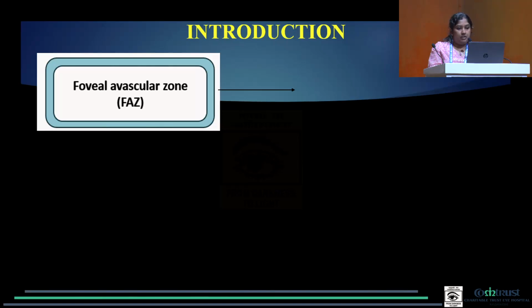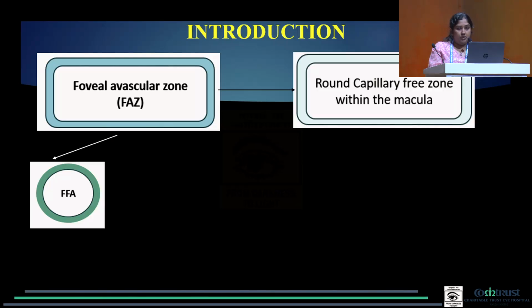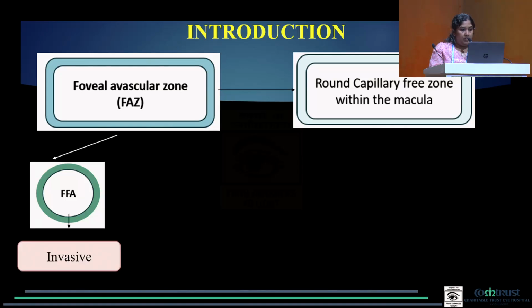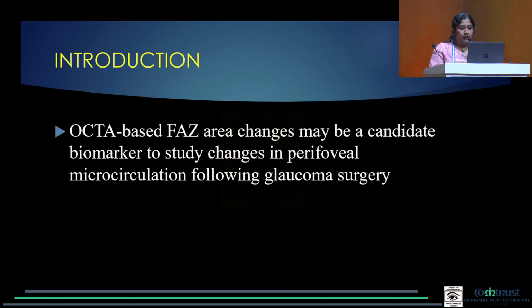Foveal avascular zone is a round capillary-free zone within the macula, which is conventionally assessed using fundus fluorescein angiography, which is an invasive investigation. New modalities like OCT angiography, which is non-invasive, can also be employed to assess foveal avascular zone. Now, OCTA-based FAZ area changes may be a candidate biomarker to study changes in perifoveal microcirculation following glaucoma surgery.